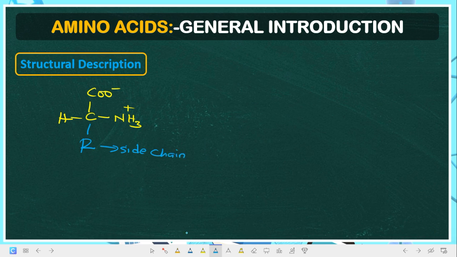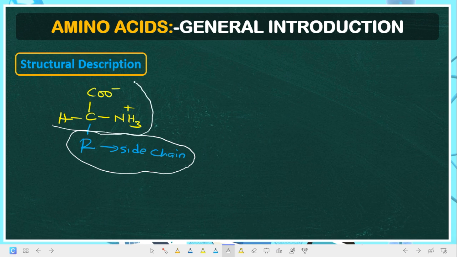Now, what is the usefulness of the side chain? Every amino acid differs from the other with the side chain. That is to say that if an amino acid is given, from here up, which is this other group, would be the same, but the side chain will vary. For instance, if I give you the simplest amino acid, glycine, it is COO minus, then we have NH3 plus, and then we have H, and then H.